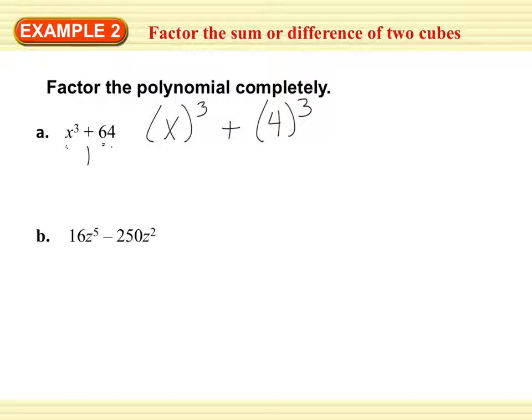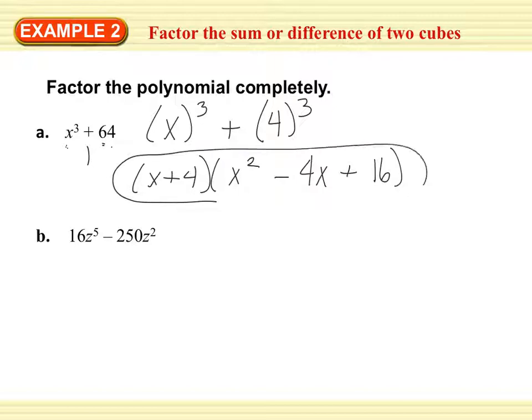Now we can use that pattern. So I'm going to have x plus 4 and then x squared, so that's a squared, minus a times b, and b squared. And we're done.